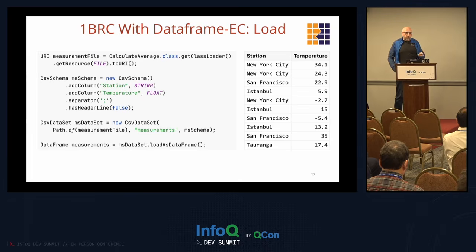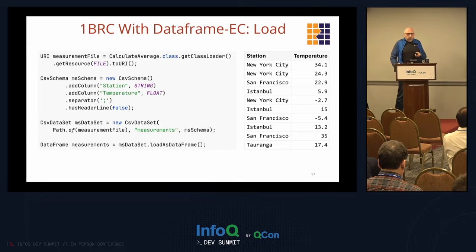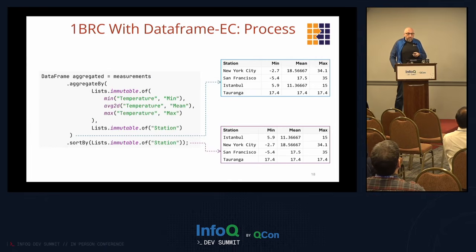You have two columns, station and temperature. Your separator is a semicolon, and there is no header line, so you specify all that. And then you create a data set which links that schema to an actual physical file location, and you load it as a data frame. So here it is, parsed and loaded. Aggregation or processing. So again, that looks pretty straightforward.